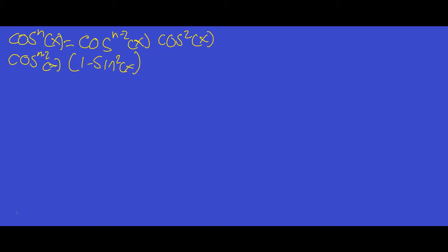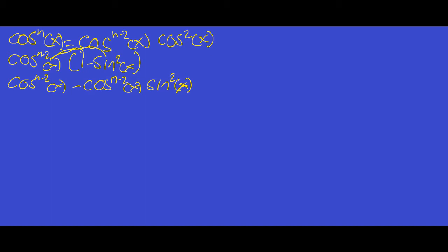So, susunod naman is distributive multiplication natin siya sa yung binomial na 1: cosine raised to the power n minus 2 multiplied by 1, minus cosine raised to the power n minus 2 multiplied by sine squared. So, yan, nagawa na natin yung distributive multiplication.